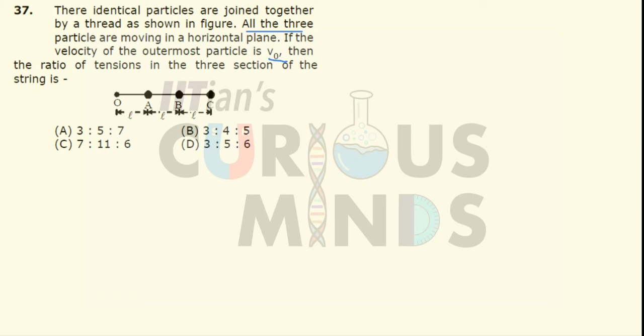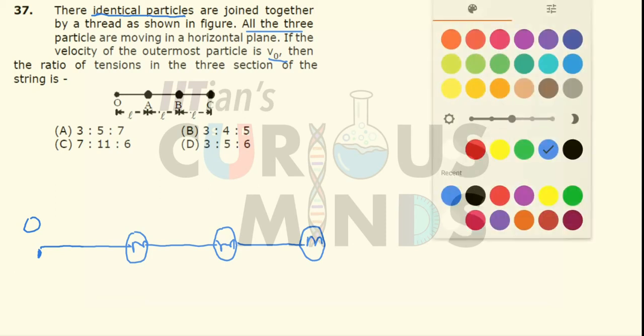Now, if I redraw this diagram, let the center be over here. Let this be the first particle, let this be the second particle, and let this be the third particle. Now it is given that all three particles are identical. It means that the mass of the first particle is m, the second is also m, and the third is also m. Now let me start with the outermost particle over here.